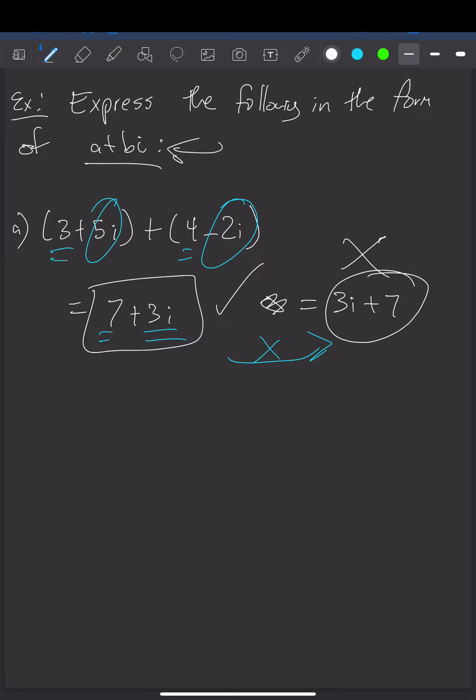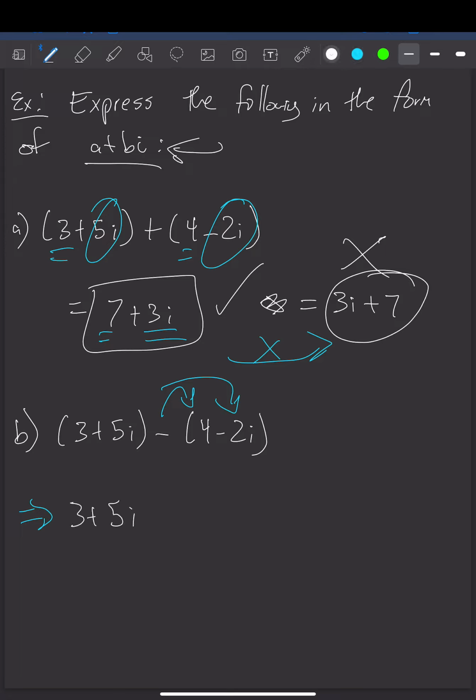Well, what about the second one? Let's say for the second one, I have multiplication now. Actually, no, not multiplication, subtraction. Let's say we have 3 plus 5i minus 4 minus 2i. So the first thing you should do is distribute that negative in the parentheses. Now you have 3 plus 5i minus 4 plus 2i.